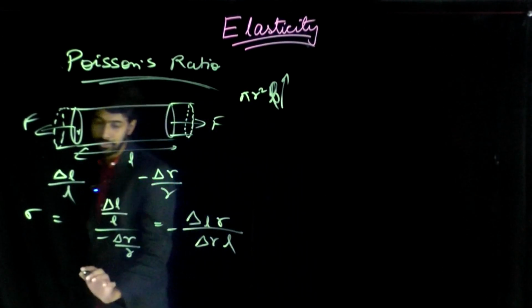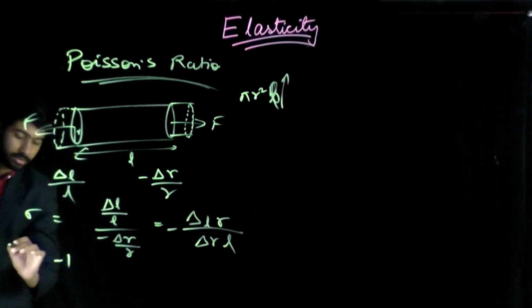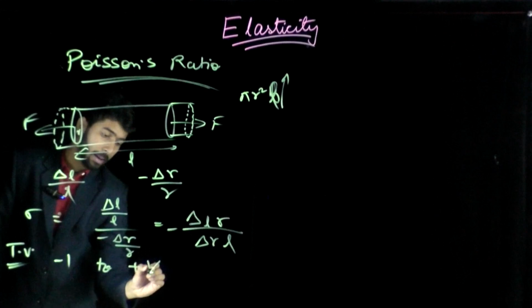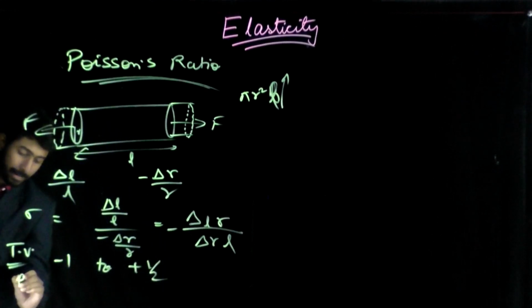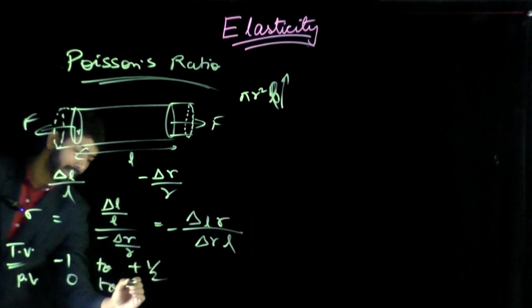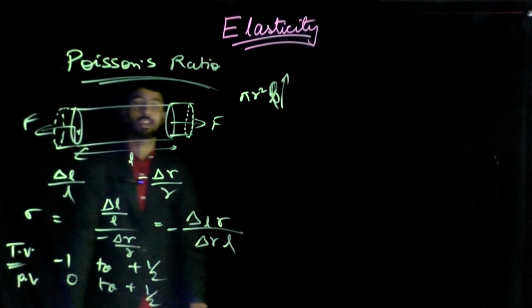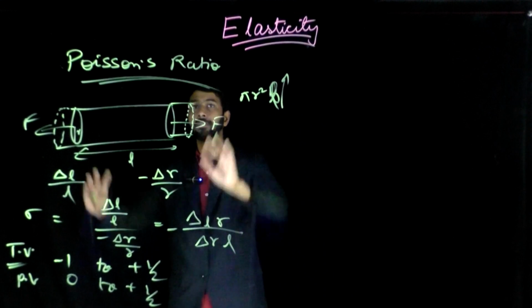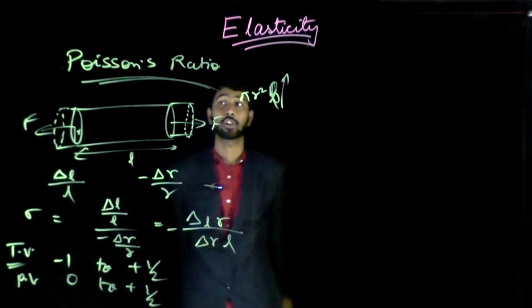The theoretical value of sigma is between -1 to +1/2, but practically what we see, the practical value is always between 0 to +1/2, right? It is just random data that you're supposed to remember from the exam point of view. But ultimately, if any problem is asked about Poisson's ratio, it's usually this concept, right?